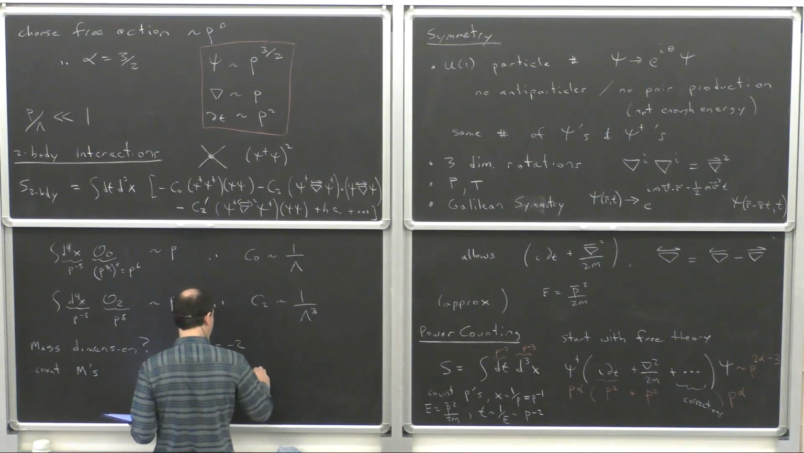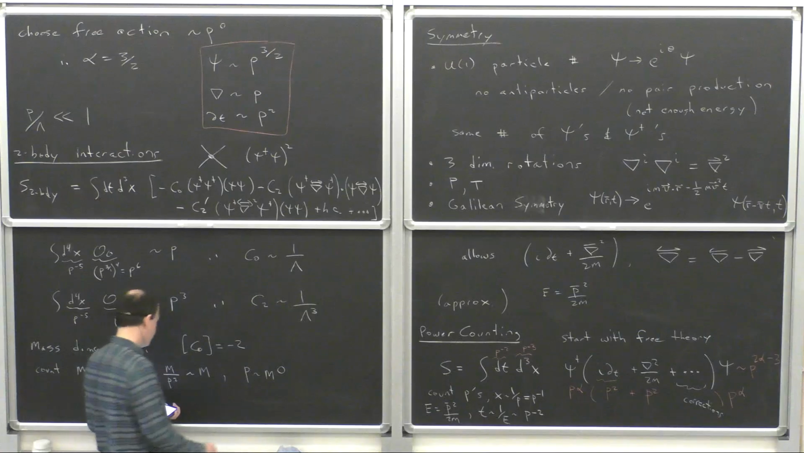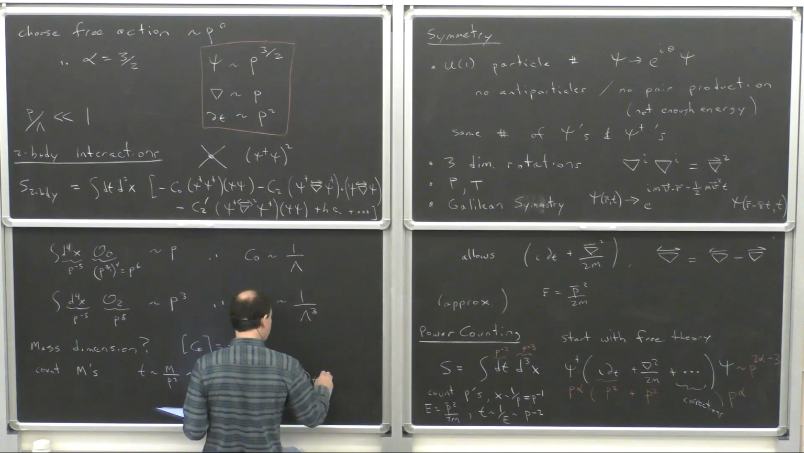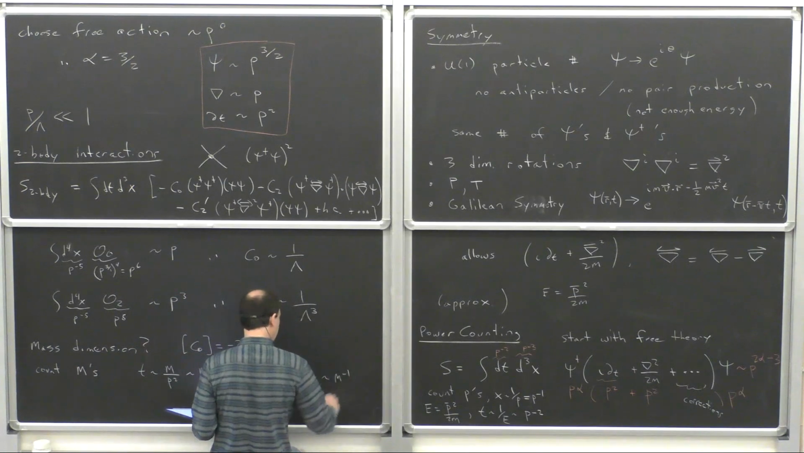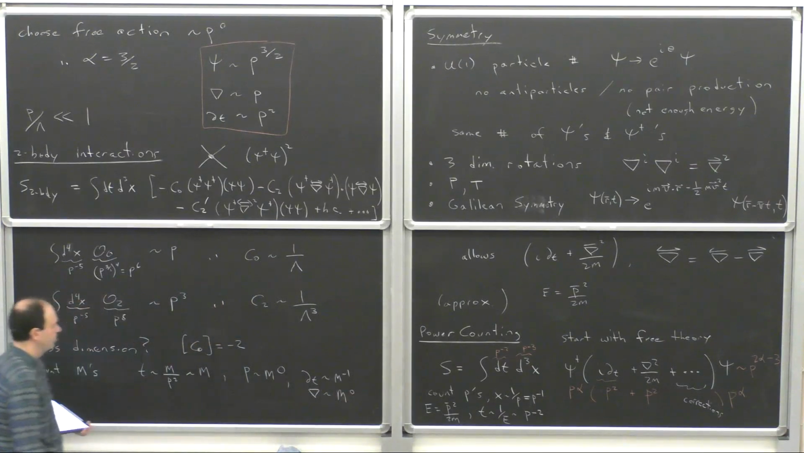P doesn't count like an M. I'll denote that by M to the power 0, no M. Time derivatives have M inverse. Spatial derivatives have no M. So there's very quickly the counting for the M's.